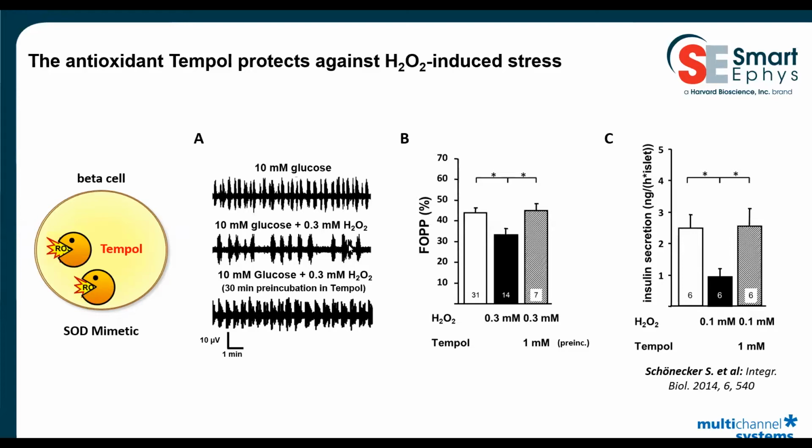And in B, you see just the quantification of the fraction of active phases. And we did a further experiment where we checked the effect on insulin secretion, and we could see similar results. So the take-home message here is MEAs can even detect small changes in electrical activity of islets, which makes it a very good tool for pharmacological recordings.